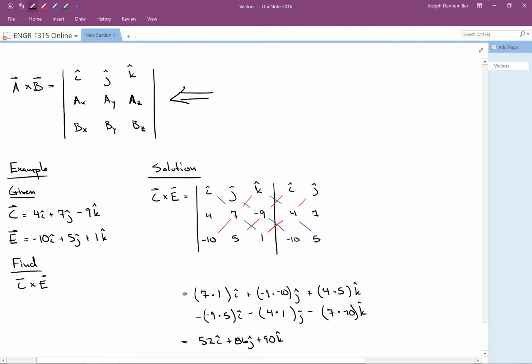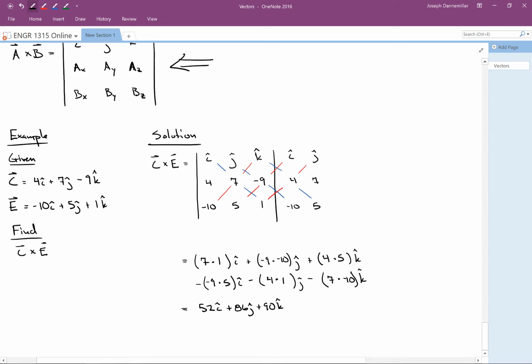We compute it, or we assemble an array. In the first row, we have the vector components I, J, and K. In the second row, we have the X component of the first vector, the Y component of the first, and the Z component of the first. In the third row, we have the X component of the second, then the Y component of the second, then the Z component of the second.